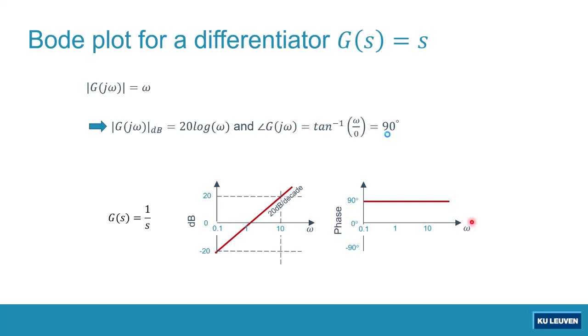The same thing for the phase plot. If you still remember, the phase plot of the integrator is equal to negative 90 degrees for all frequencies. If you mirror it to the horizontal axis, then the phase plot will be equal to positive 90 degrees for all frequencies. So these are the two Bode plots for the differentiator.